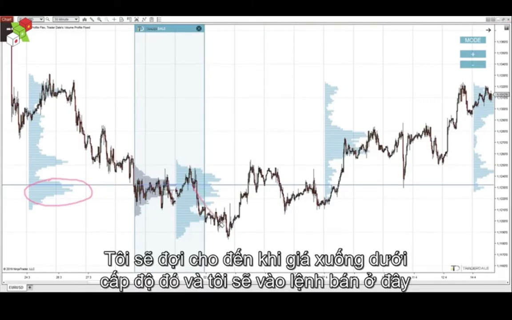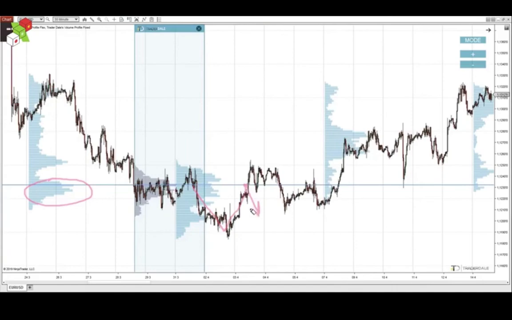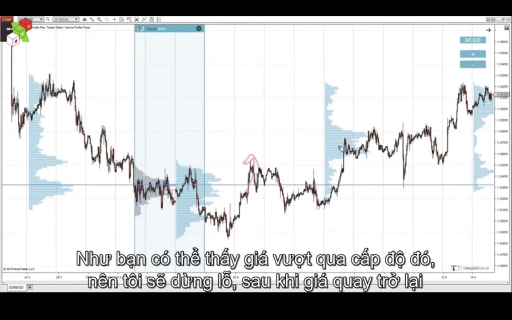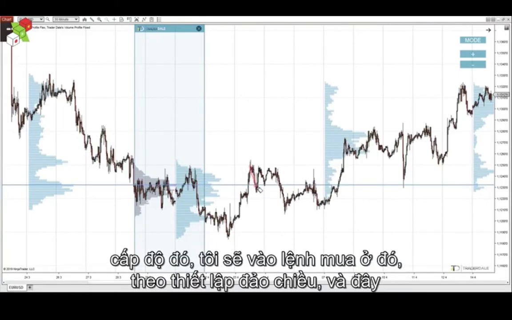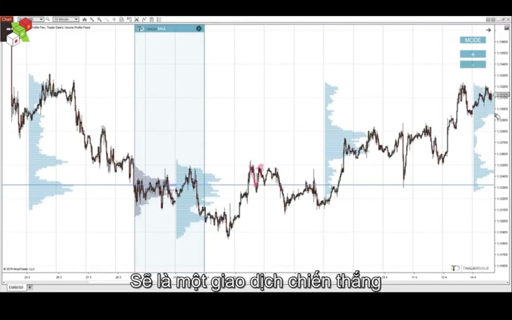I would wait until the price went below the level, and I would go short from there. It would be a losing trade. Then, as you can see, the price shot past the level, so I would take a stop loss. Afterwards, the price returned to the level, and I would take a long from there. I would take a reversal, and the reversal would be a winning trade.